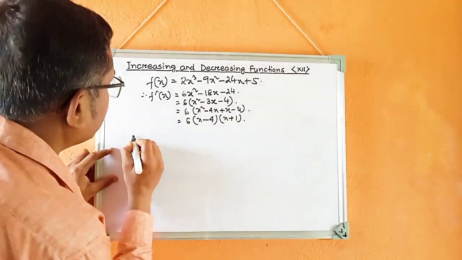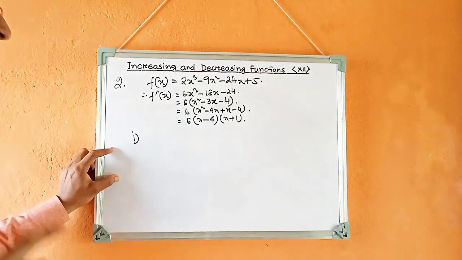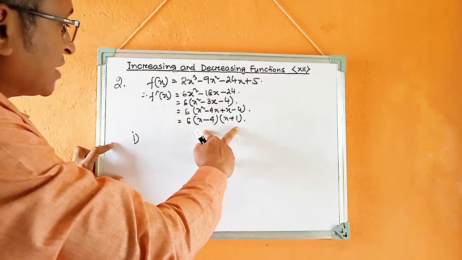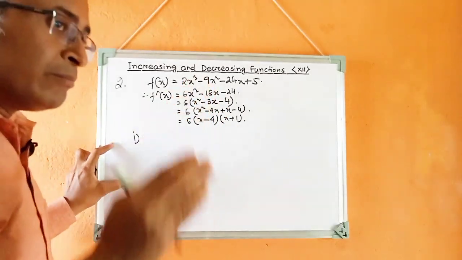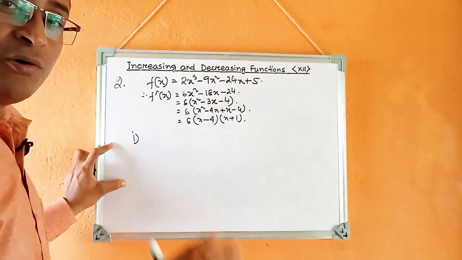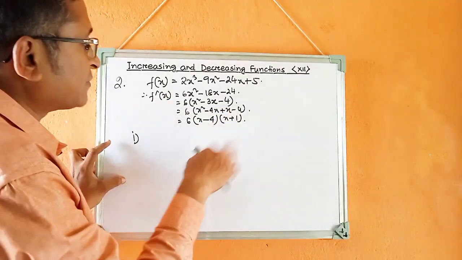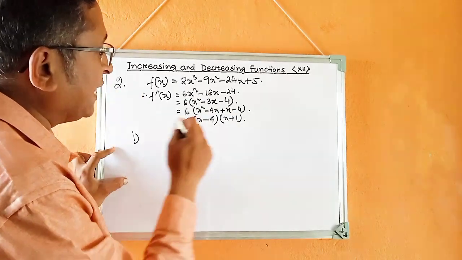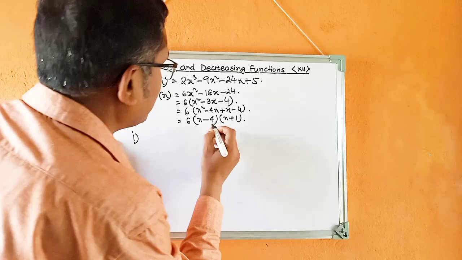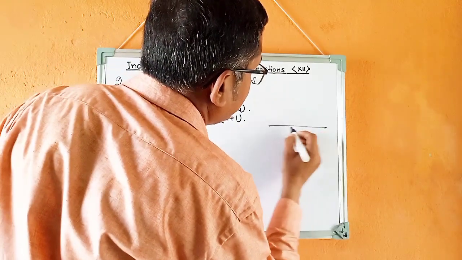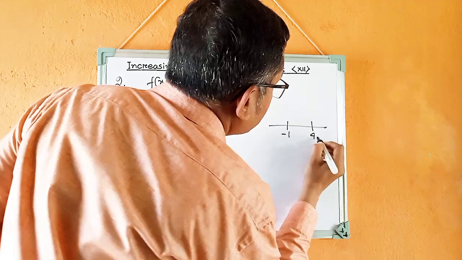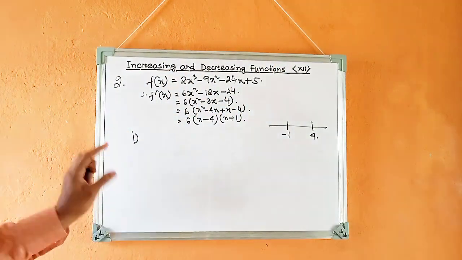Now number 1, strictly increasing function. In case of strictly increasing, f dash x must be greater than 0. After solving this problem, we get the value of x equal to 4 and x equal to minus 1. Draw a number line with x equal to 4 and x equal to minus 1. Now check one by one.